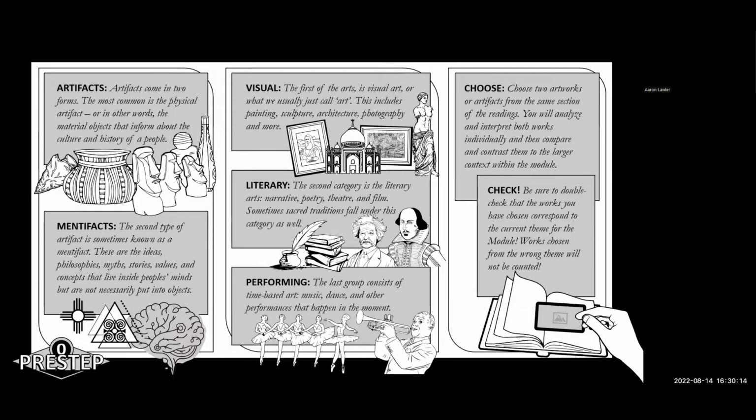The second form art can take in our class in the humanities is literary art. So this would include things like narratives, like novels and stories, poetry, theater, and film. Okay. Sometimes sacred traditions also fall under this category. So that'd be things like a sacred text, like the I Ching or the Bhagavad Gita or the Bible or the Quran. It might also include sacred practices and sacred tenets that come out of Buddhism. We can sometimes see these as a literary form because they are often written and they have plots and characters, and we can sometimes analyze them in that way, right?